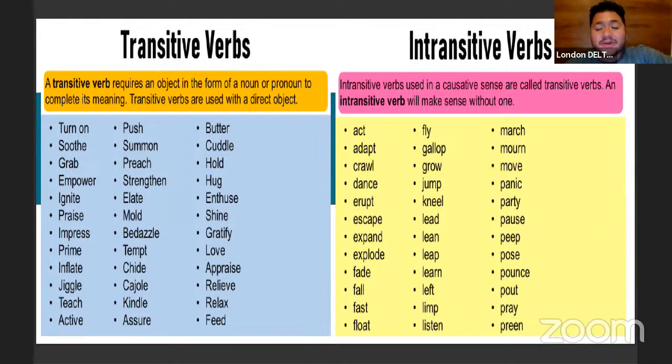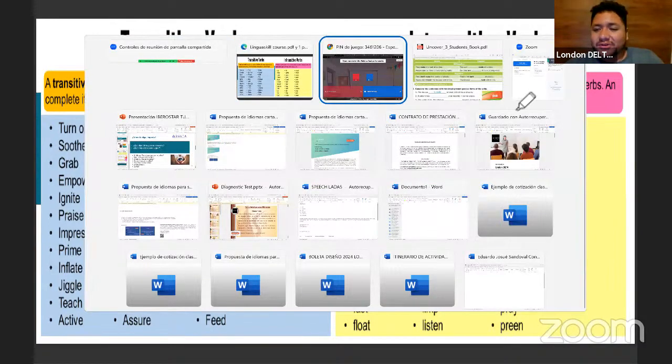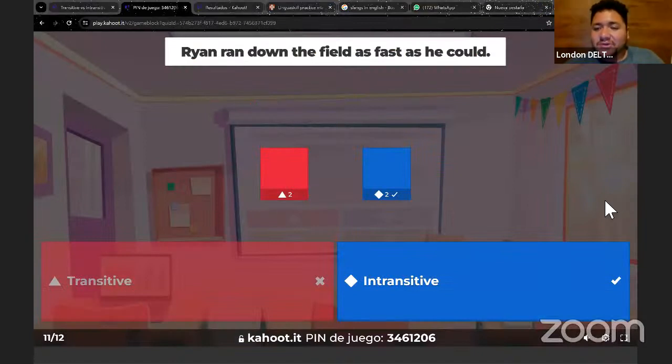Every verb falls into that category. Cualquier verbo cae dentro de alguna de las dos categorías. O es transitivo o es intransitivo. No hay de otra. Any questions? Would you like to practice? Again, we go back to Kahoot. Vamos a Kahoot. And let's check the rest of the exercises, okay?